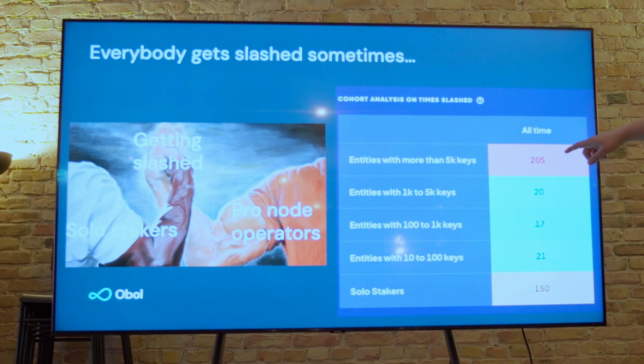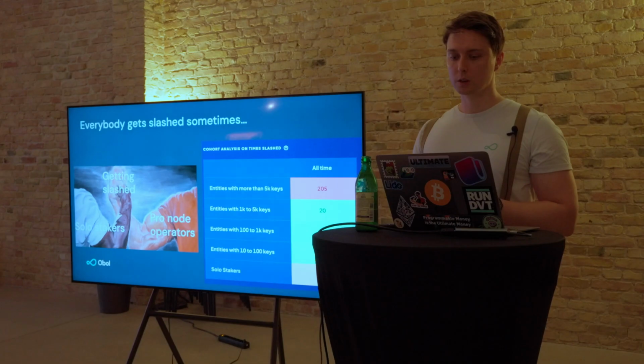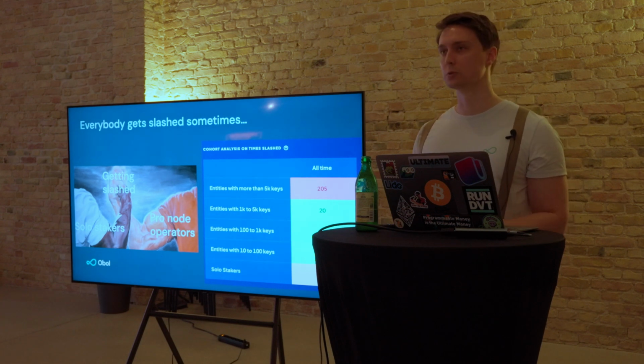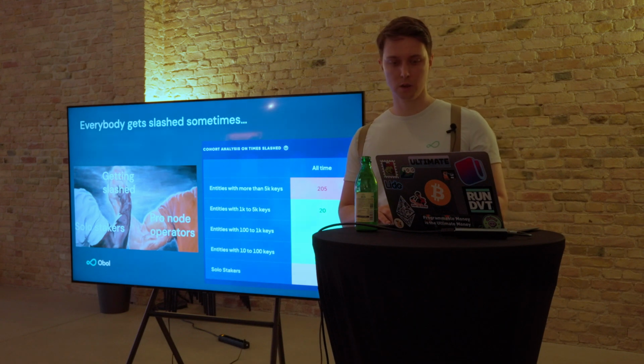So this is entities with more than 5,000 validator keys that they're running. There's been 205 validators that have been slashed ever from entities like this. So these are the pros. And at the bottom, you've got solo stakers, and you've got 150 different validators that have been slashed by solo stakers. This is on rated.network. If you don't know it, it's a really cool website. So pretty much, whether you're a pro node operator or a solo staker, slashing risk is real, and people do get slashed.